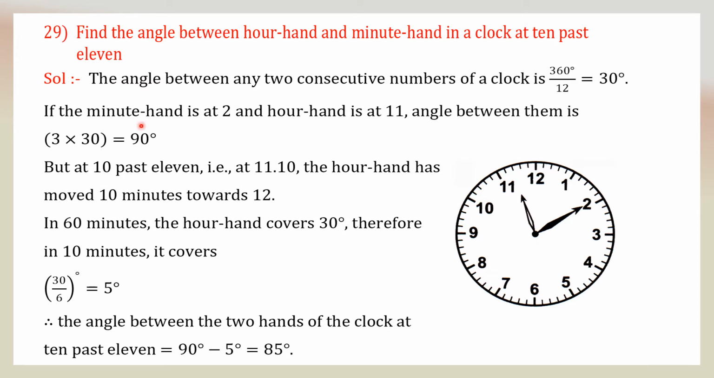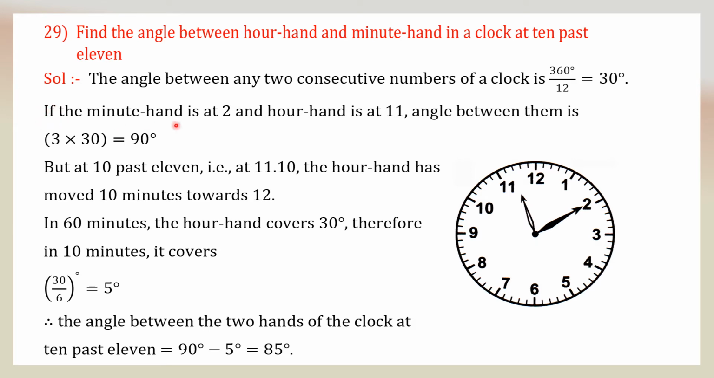Solution. The angle between any two consecutive numbers of a clock is 360 degrees divided by 12 equal to 30 degrees. We know that the hour hand completes one rotation of 360 degrees in 12 hours. Therefore 360 degrees divided by 12 equals 30 degrees. The angle between two consecutive numbers, that is the angle between 12 and 1, is 30. The angle between 1 and 2 is 30.